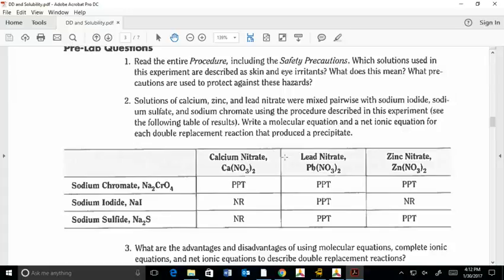Okay, we are going to talk a little bit about doing net ionic equations. We'll begin with using these results that are found on your double displacement and solubility lab. We're going to look particularly where we have sodium sulfide reacting with lead nitrate. And you see when you react those, you get a precipitate. So we want to write the molecular equation for this.